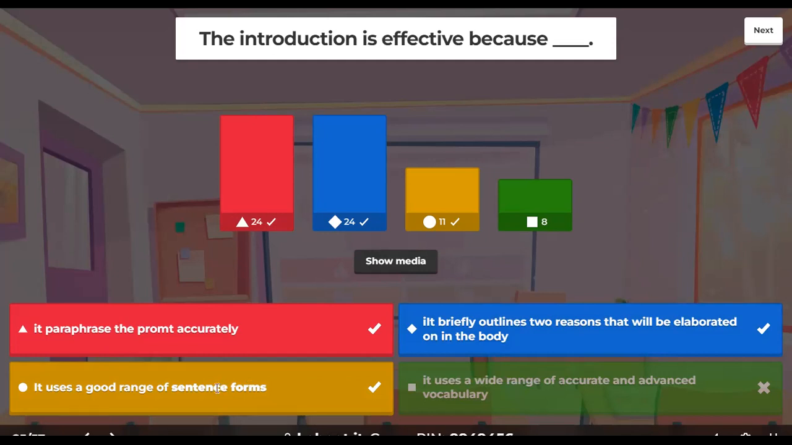And the more complex structures you produce in your essay, providing that they are very clear, okay, the higher your score will be. And it uses a wide range of accurate and advanced vocabulary. No, it is not advanced vocabulary, okay? This introduction that I have shown you is worth a B2 level, B2 plus.